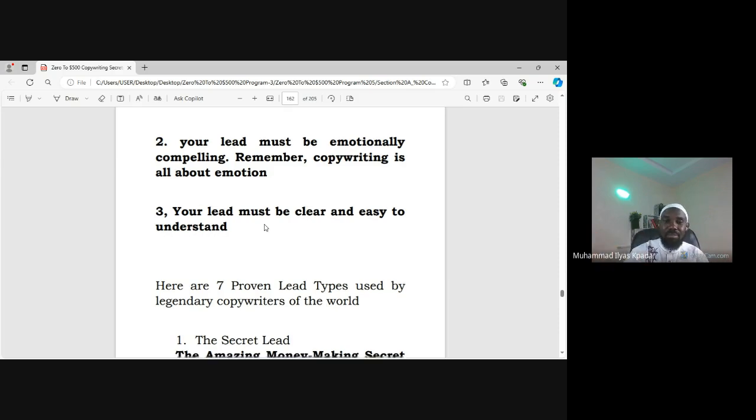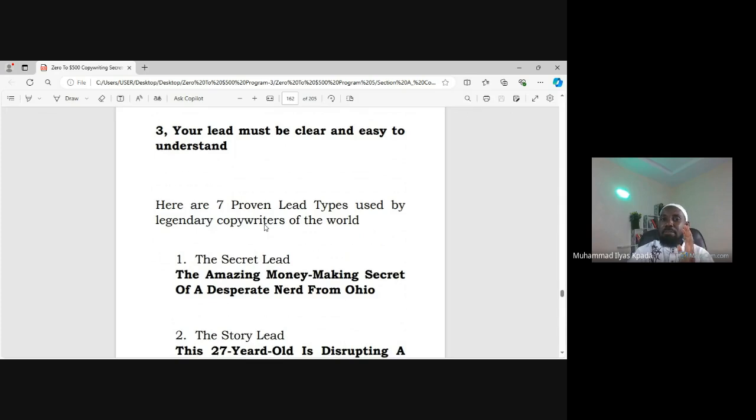That is it. So here are 7 proven lead types used by legendary copywriters of the world. Now, the lead types here, right? Remember I said the lead is made up of 2 parts, right? The primary promise of transformation, the headline, and the lead proper. Now, the headline part is what I come up with here. You can understand what I'm talking about here, because I cannot write a whole lead, 800 words, the book itself would be too big.